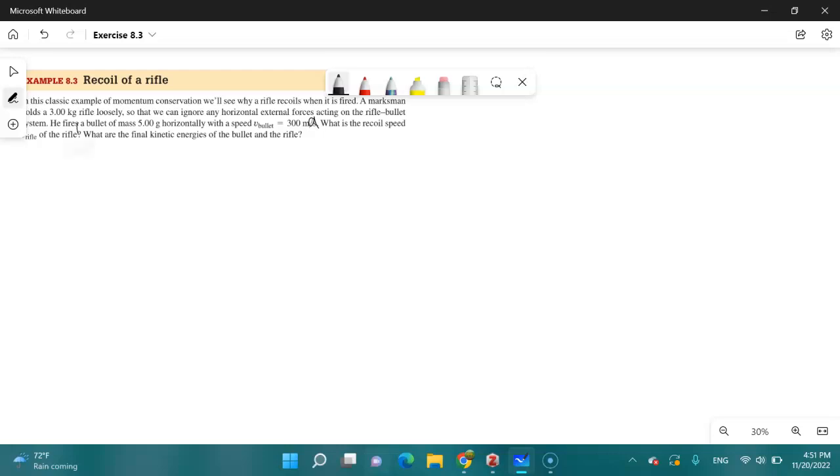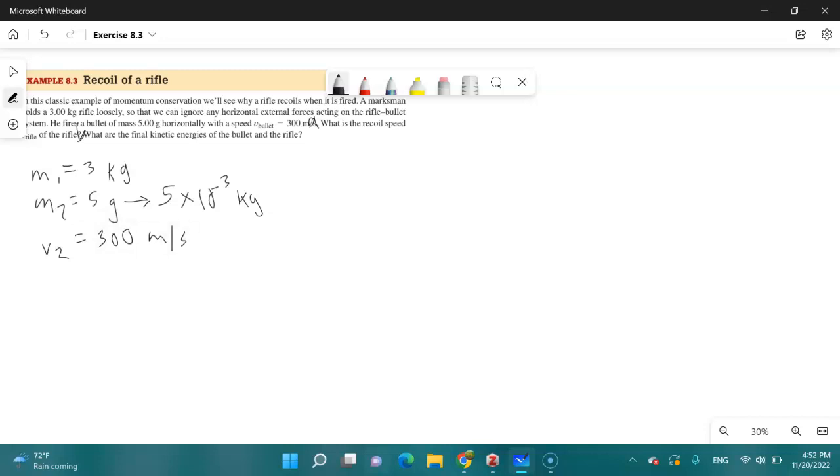That's our first part, and then we're being asked, what are the final kinetic energies of the bullet and the rifle? So let's write down the values that we have first. We know that the mass of the rifle is 3 kilograms, and we know that the mass of the bullet is 5 grams. And let's convert this to kilograms because we want to be working with the same units. So in kilograms, this will be 5 times 10 to the negative 3 kilograms. And then the last value that we're given is the velocity of the bullet, which is 300 meters per second.